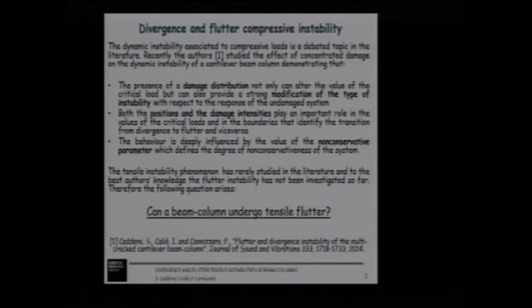And we discovered that the presence of damage distribution not only can alter the value of the critical load, but also can provide a strong modification of the type of instability. Then we also demonstrated that the position and the damage intensities play an important role in the values of the critical loads and in the boundaries which identify the transition between divergence and flutter.